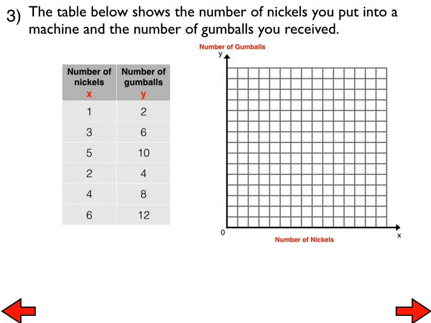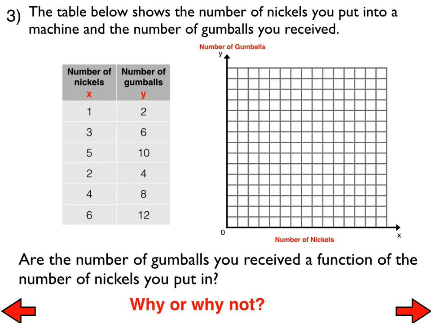All right, let's go to number 3. The table below shows the number of nickels you put into a machine and the number of gumballs you received. Could I get all of you to plot those? I'm going to ask you the same questions that I've asked in the other problems. Is it a function? Is it a proportional relationship? Is it discrete or continuous? So keep those things in mind as you are plotting all of the data there. Let me quickly plot all of these. I'm not sure whether I have these plotted or not in the lesson. I think I do. Yeah, I do.